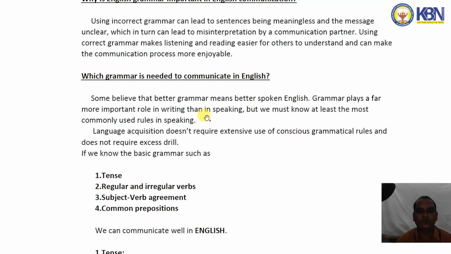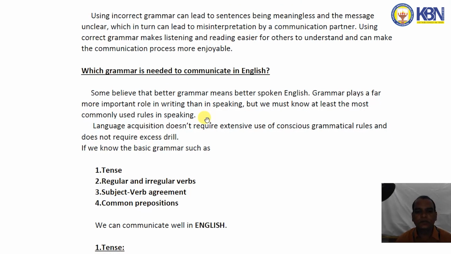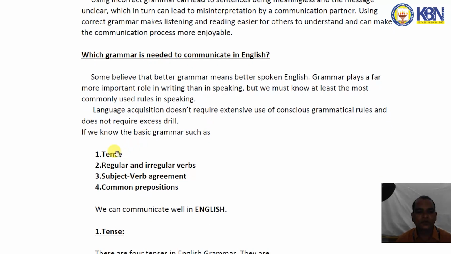Then let us know what the important 4 topics are. Here the 4 topics are given. The first topic is we should have certain acquaintance with tenses. The second topic is regular and irregular verbs, and the third topic is subject verb agreement, that is called concord, and the fourth topic is common prepositions.